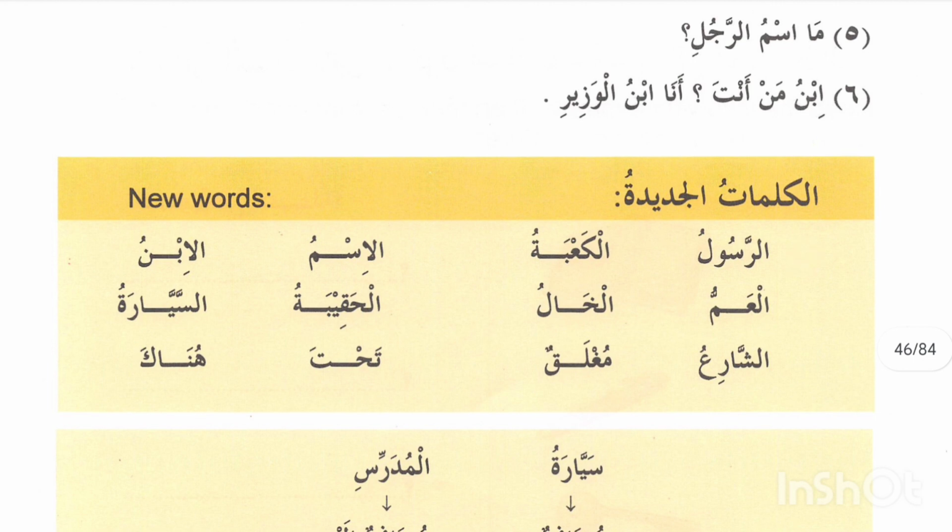Masmur Rajul, what is the man's name? Ibn Man anta, whose son are you? Ana ibnul Wazir, I am the minister's son.